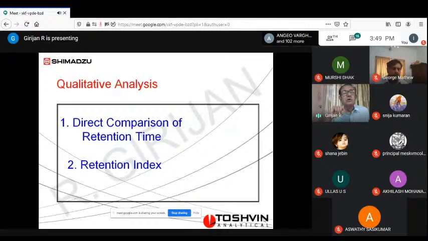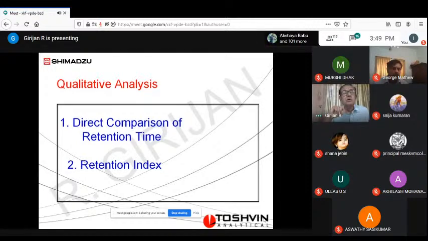And then qualitative analysis, we can do by direct comparison of retention time. If a sample is coming at 5 minutes, and my standard is also coming at 5 minutes, then I can identify the sample. So in the case of GC, or LC also, if you want to identify the separated compounds, you should have the respective standards. Without standards, you cannot do qualitative identification, or quantification either.